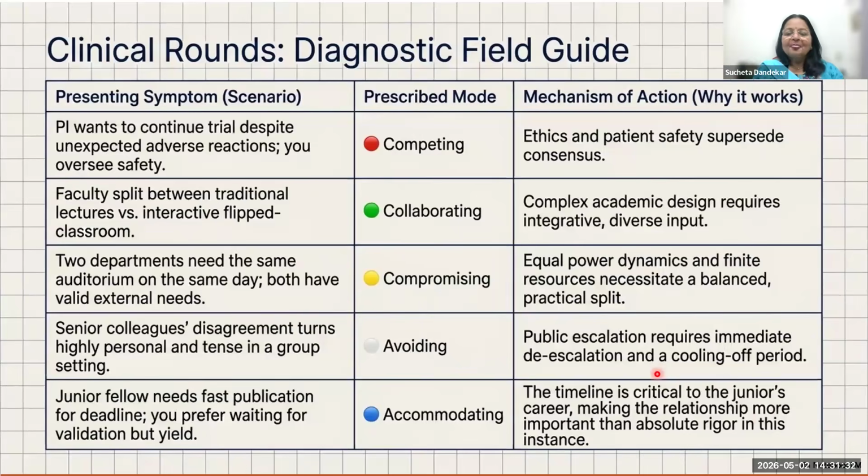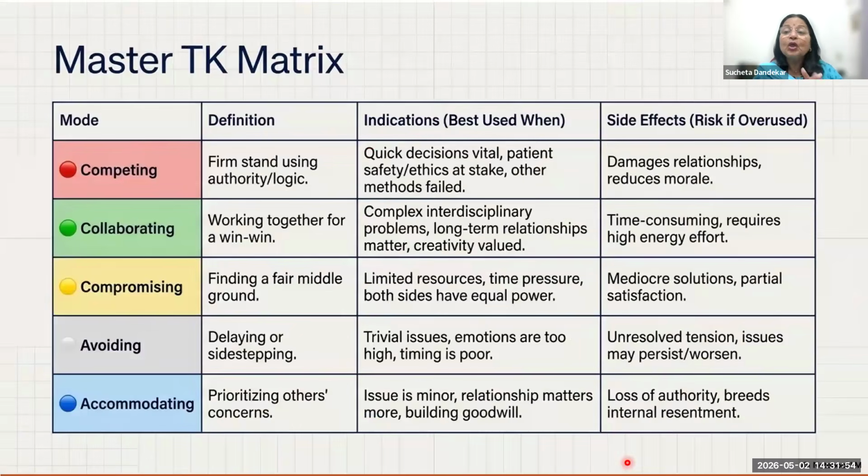And of course, the fifth one was, remember, timeline is critical to the junior's career. Making the relationship more important than absolute rigor in this incident is important. So we have seen here that each situation, depending on its magnitude, has different kinds of approaches to make. Okay, and we could have many different kinds of side effects or risks if overused.